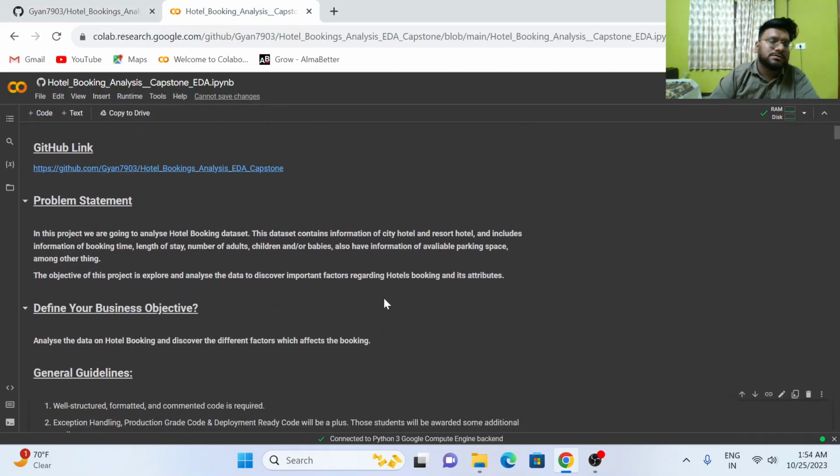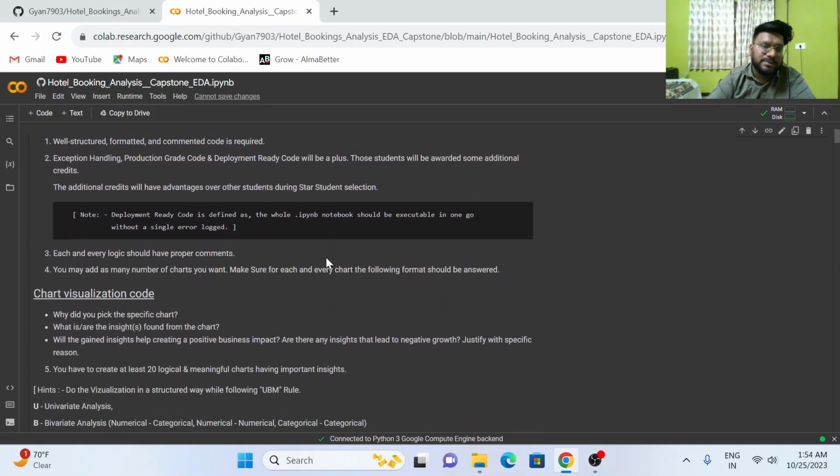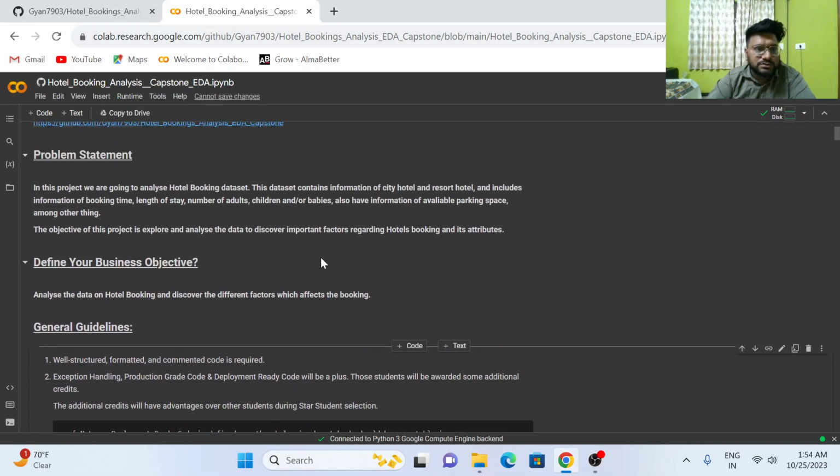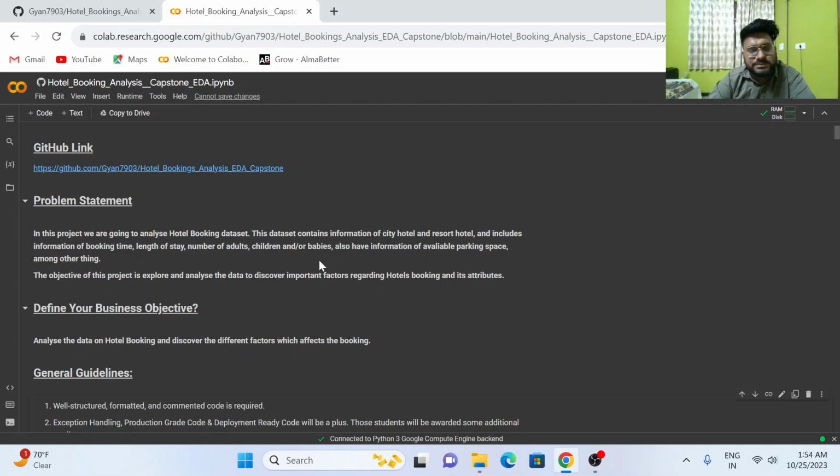Okay, so let's move ahead with the problem statement. Our project is divided into three parts. First is data collection, then data cleaning, and then exploratory data analysis. And the data analysis is divided into three parts, which are univariate analysis, bivariate analysis, and multivariate analysis. So we'll look into the problem statement first.